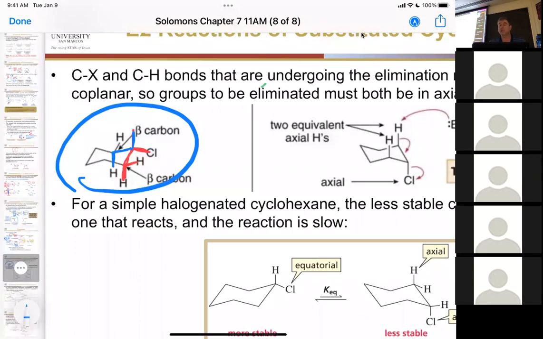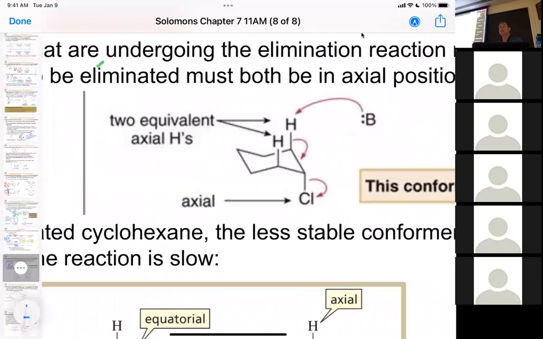So what we have to do is flip it to the less stable chair configuration. Why is this the less stable chair configuration? Because the chlorine is in the axial position. The chlorine is the biggest group. The biggest group should be in the equatorial position. So now that it's in the axial position, this hydrogen is now anti to that. This hydrogen is now anti to that. So what does that mean? Both sides can react, but it can't react in chair 1. It can only react in chair 2. And this conformer is less stable, and therefore this reaction is going to go slower or faster.